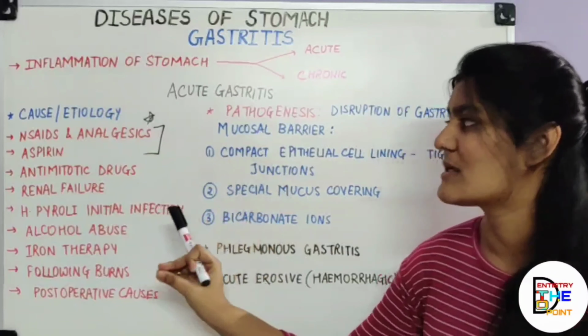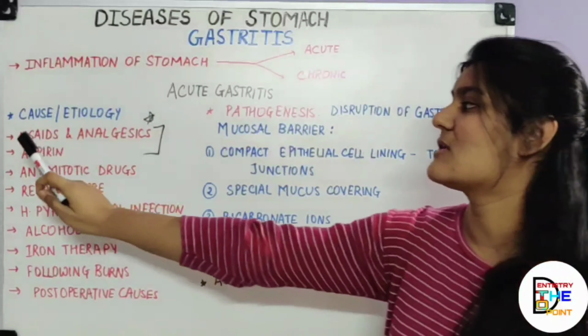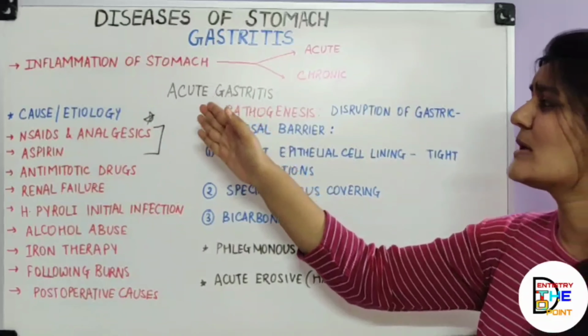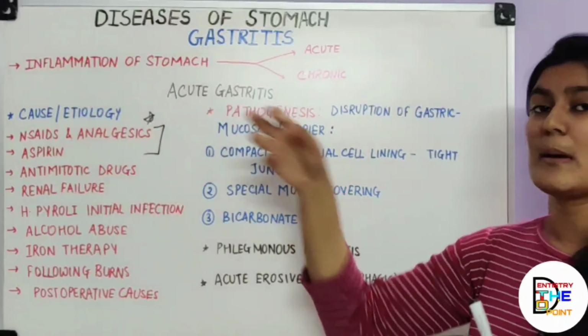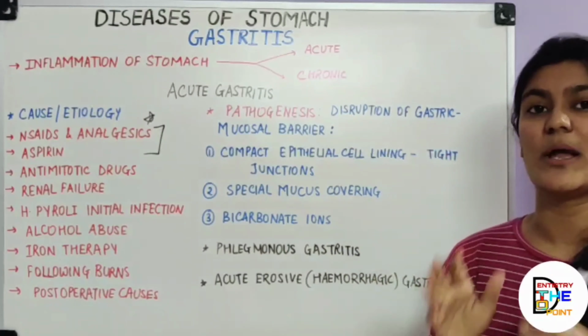But the main cause, the main etiology, is your NSAIDs, that is your non-steroidal anti-inflammatory drugs, and aspirin. These two are the main causes of acute gastritis. Also, one point to remember is that acute gastritis is usually diagnosed, that is, it is usually seen on endoscopy. Okay, meaning its changes are seen when you do an endoscopy. I'll tell you in investigations further what endoscopy is, how it is done, everything.